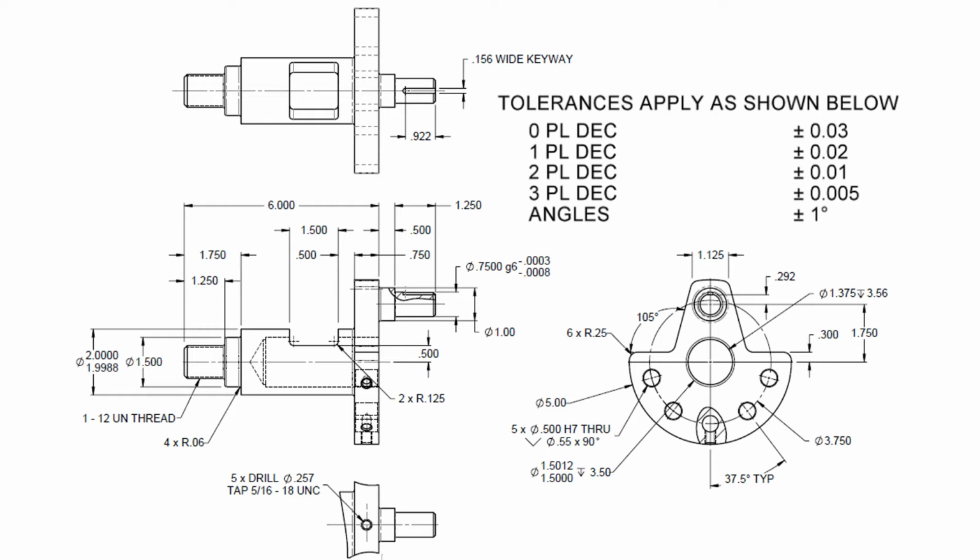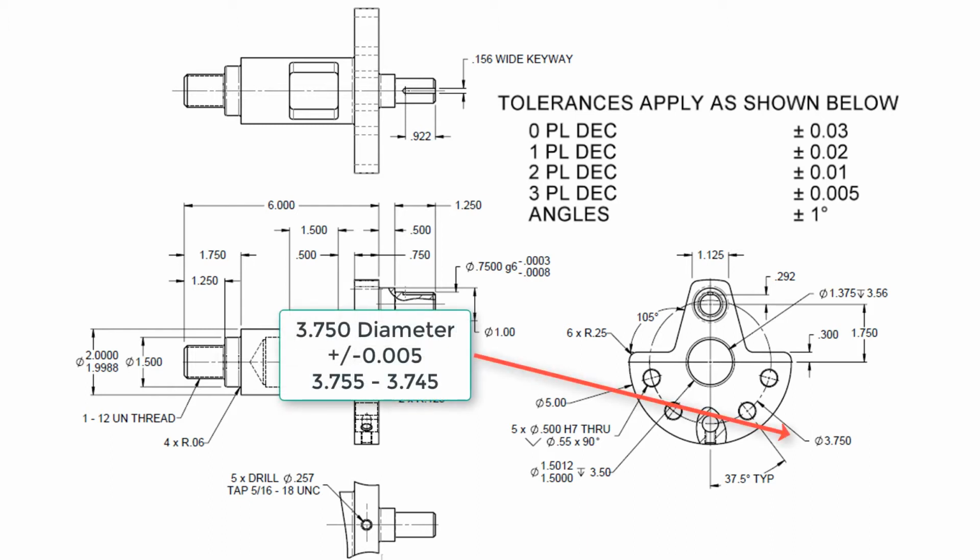First, we'll determine the tolerance for the 1 1/8 inch distance from the dowel hole to our indexing pin half inch hole. And when we examine the drawing, we see that the 3.75 bolt hole circle diameter controls this positional tolerance. Because it has 3 decimal place accuracy, it has a plus or minus 5 thou tolerance, meaning this bolt hole circle can have a maximum diameter of 3.755 and a minimum diameter of 3.745.